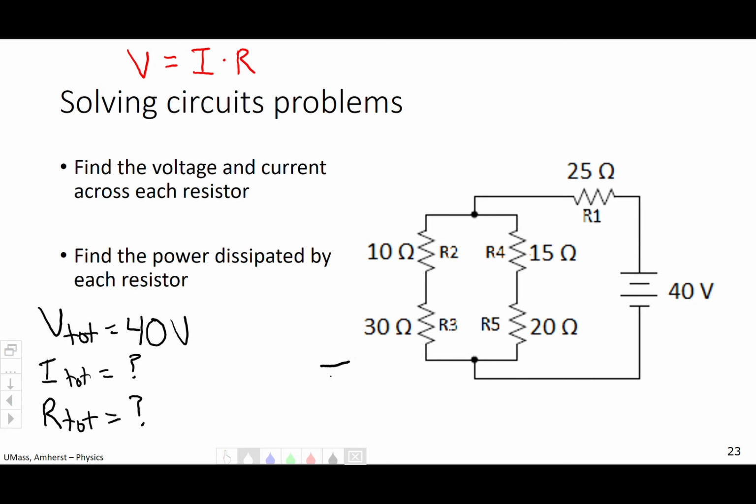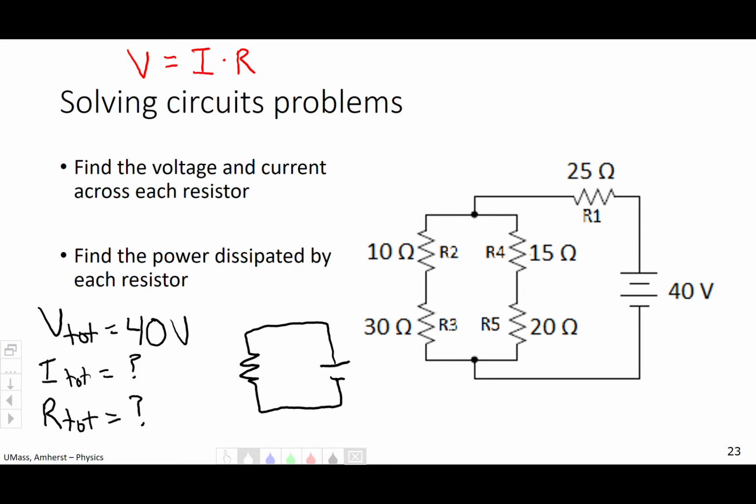So what we're going to do is attempt to break this circuit down into the most simple circuit. We want a very simple circuit where we have one source of EMF and we have one equivalent resistor. Once we have that, then we can find the total current, and then we can work from there. So let's give that a shot.